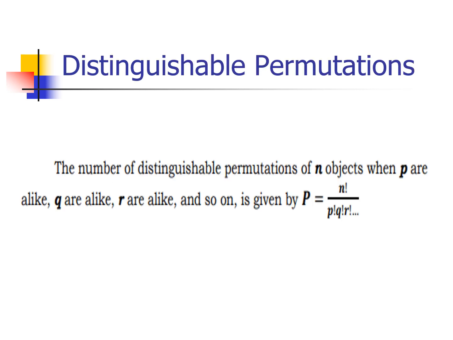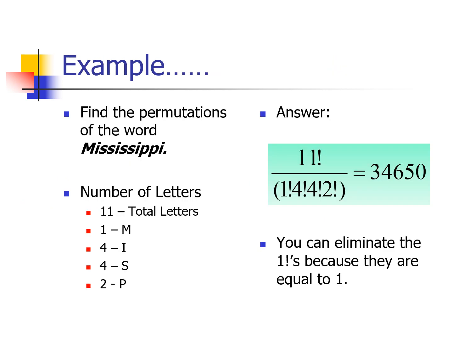Now let's go to our last type of permutation, the distinguishable permutations, in which the number of distinguishable permutations of n objects when p are alike, q are alike, r are alike, and so on is given by P is equal to n factorial over p factorial times q factorial times r factorial, and so on. So when are you going to use the distinguishable permutation? Gagamitin mo yan when you are going to arrange objects in which some objects are alike.